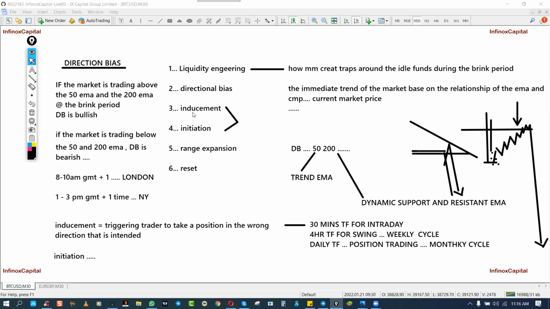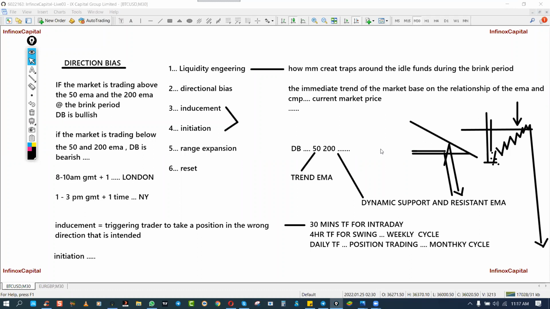I would just want to discuss this inducement and show a chart example in line with directional bias. Like I said, directional bias is if the market is trading above the 50 MA and the 200 MA at the break period, directional bias is bullish. If the market is trading below 50 MA and 200 EMA, directional bias is bearish. The break period we're talking about is 8 to 10 a.m. GMT plus 1. And then the other one we're talking about is 1 to 3 p.m. GMT plus 1. And I hope this sets up a whole lot of things.